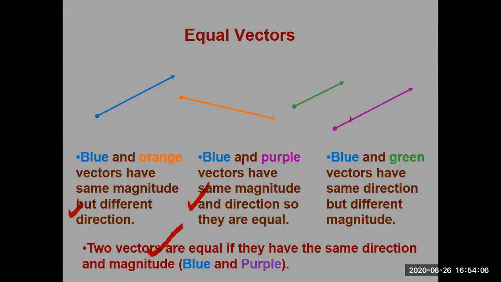If you look at blue and if you look at purple, these two vectors have the same magnitude and the same direction. If vectors have the same magnitude and the same direction, such vectors are called equal vectors.